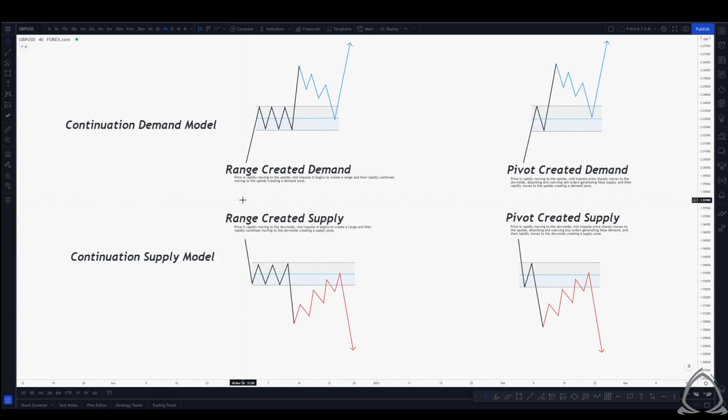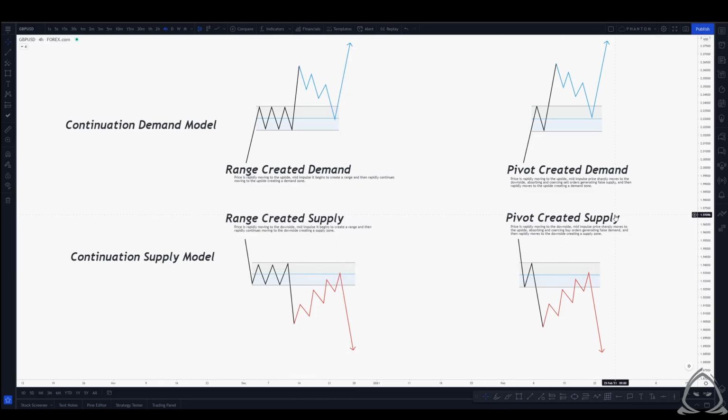On the flip side, if we're looking for range created supply of our continuation supply model, we'd be seeing price moving to the downside rapidly. We'd see that sideways correction. And again, we'd see it expand to the downside. Again, we're not looking to trade the initial break of that range, but instead we're waiting for price to return back to the supply zone, and that's where we'd be looking for our entry.